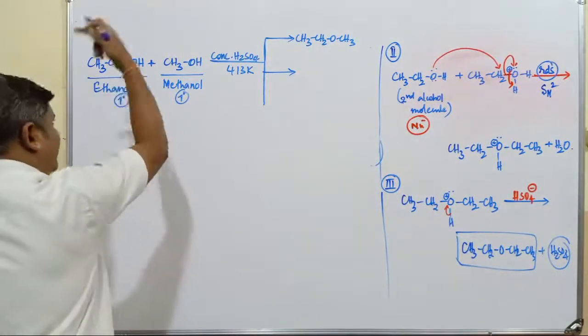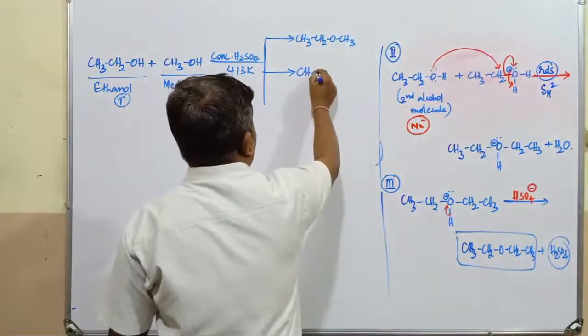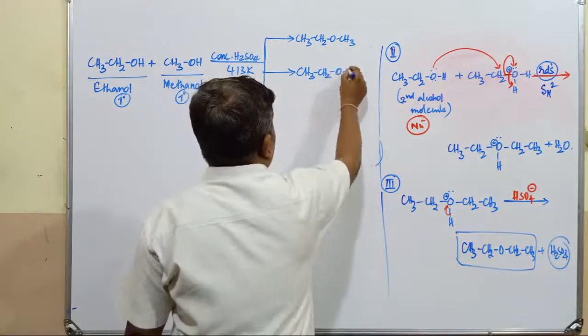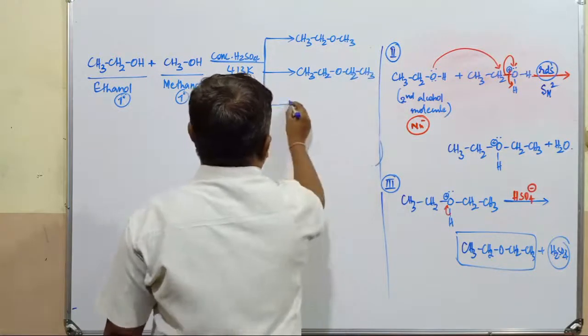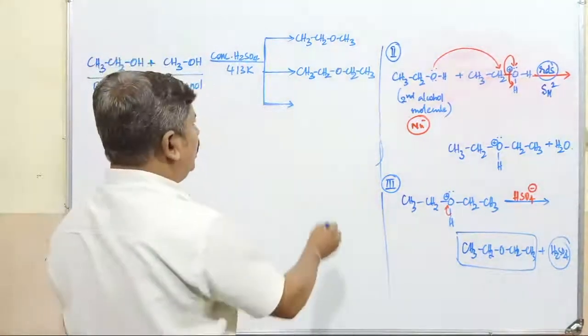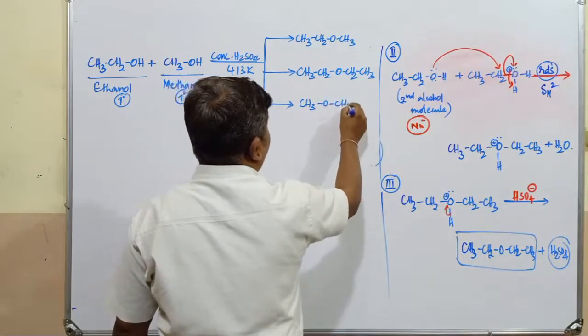The second compound obtained: an ethanol molecule combines with another ethanol molecule. When two ethanol molecules are used, the product is similar to this one, CH3CH2OCH2CH3. Next, when a methanol molecule combines with another methanol molecule, then CH3OCH3.